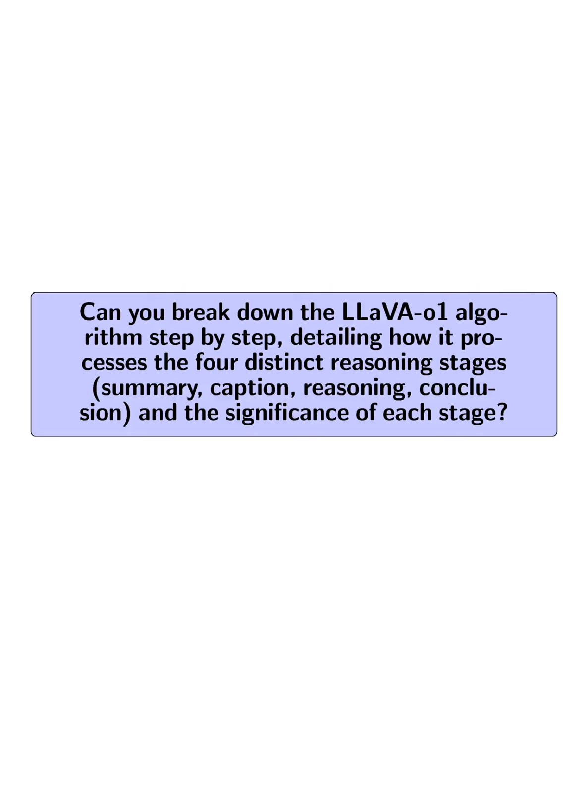Can you break down the LLaVA-o1 algorithm step by step, detailing how it processes the four distinct reasoning stages: summary, caption, reasoning, conclusion, and the significance of each stage?